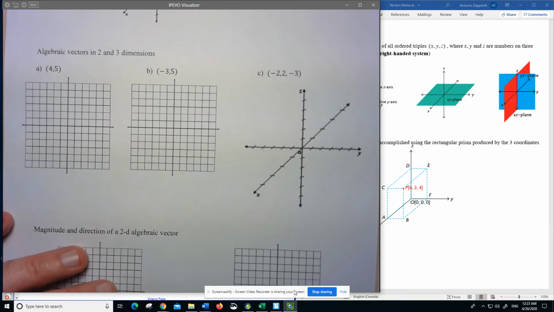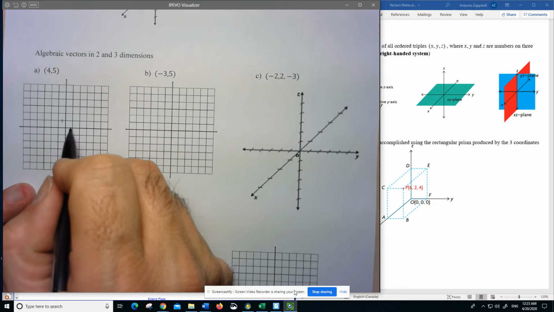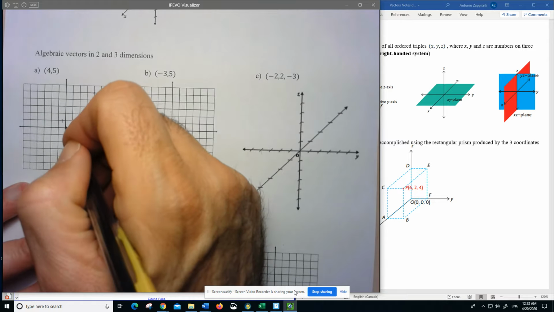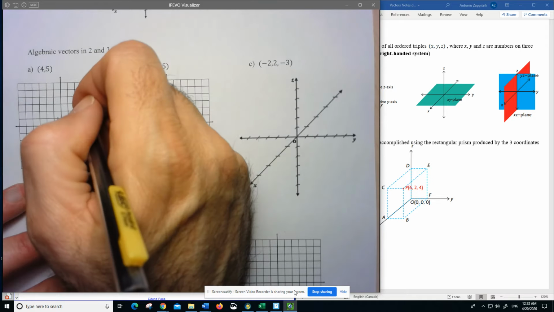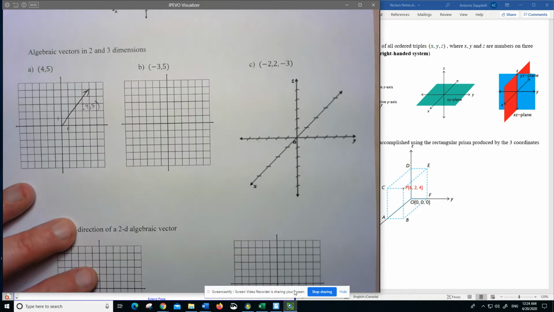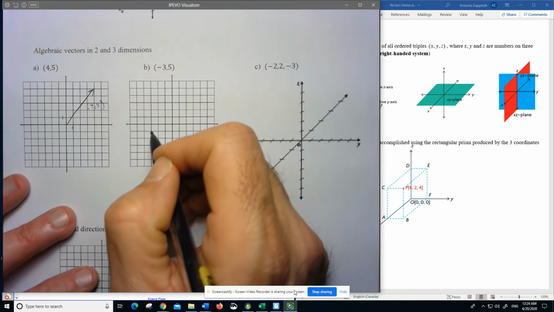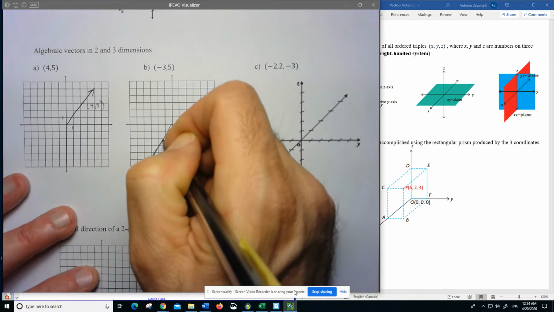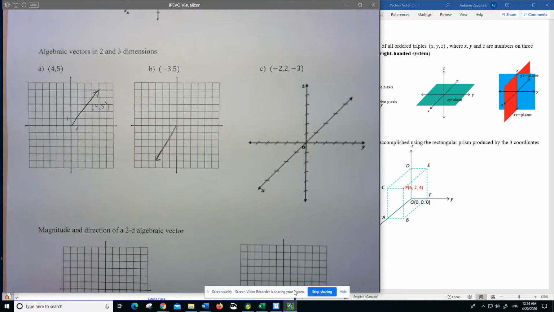Okay, so if I take the vector 4, 5, so we'll assume that goes up by 1, goes up by 1, so 1, 2, 3, 4, 1, 2, 3, 4, 5. So the vector that goes from 0, 0 to 4, 5, there you go. There's my vector 4, 5. Okay, and here if I want to draw this vector, negative 3, 5, so 1, 2, 3 in the negative direction, 1, 2, 3, 4, 5. There's my vector negative 3, 5.